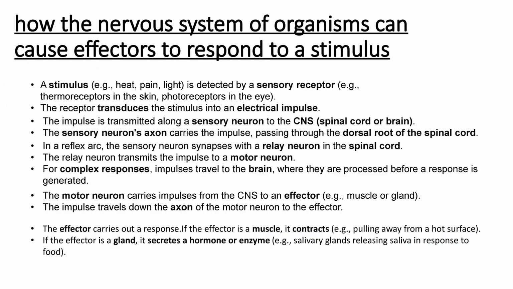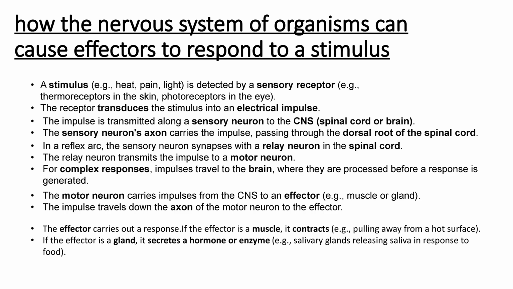Okay, now, how can the nervous system of organisms cause effectors to respond to a stimulus? A stimulus, for example, could be heat, pain or light, and this is detected by sensory receptors, for example thermoreceptors in the skin or photoreceptors in the eye. The receptors transduce the stimulus into an electrical impulse, which is transmitted along a sensory neuron to the spinal cord or the brain.